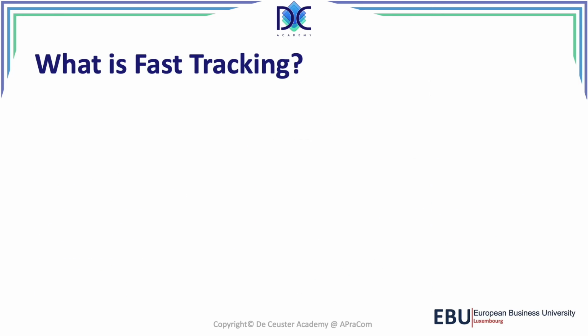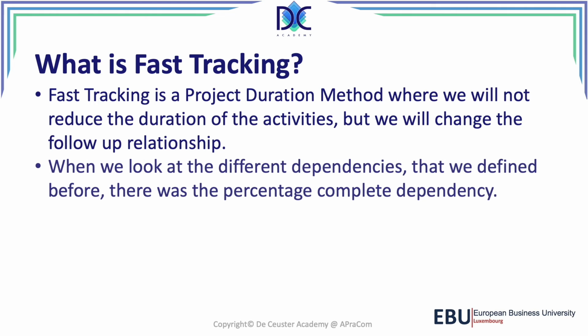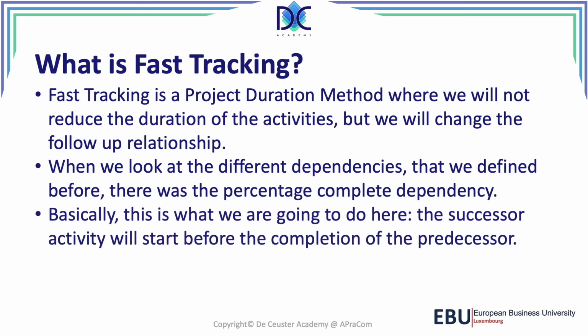Another way to reduce duration is what we call fast tracking. Here we will not reduce the duration of the activities, but we will change the follow-up relationships. Now we look at the different dependencies, and we also considered a percentage complete dependency, and that's what we can use to start working on other parallel activities. The successor activity will start before the completion of the predecessor. It's a very interesting way to start working.